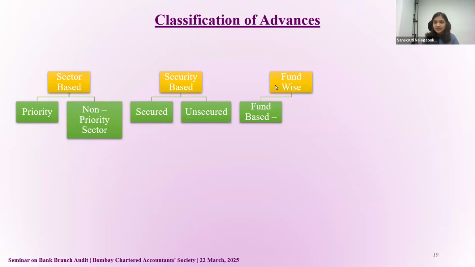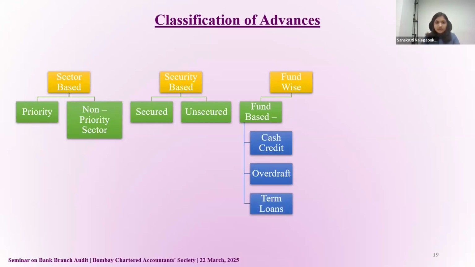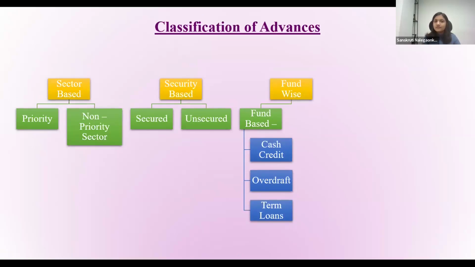Let's look at the next classification, which is fund-wise, and it includes fund-based advances and non-fund-based advances. Let's first look at the fund-based advances. It further includes cash credit, overdraft, and term loans. The fund-based advances involve direct disbursement of money to the borrower's account. Cash credit is a short-term facility given to businesses to meet working capital needs. It allows businesses to withdraw funds up to a sanctioned limit, even if they don't have enough balance in their account.